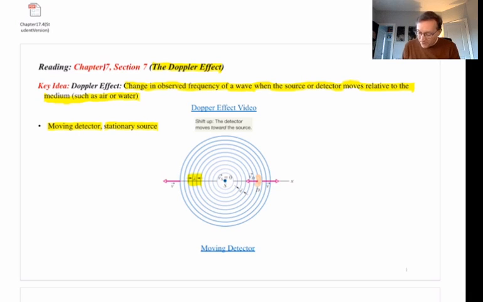Okay, now the source is at rest relative to the medium in which the sound waves are traveling. This is probably going to be air, but you can also have sound waves traveling in water, for example.